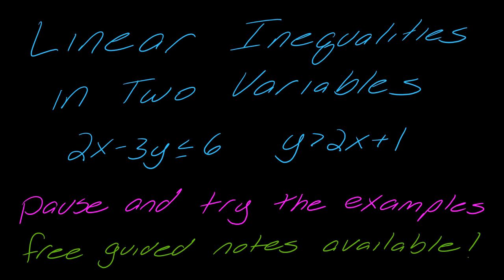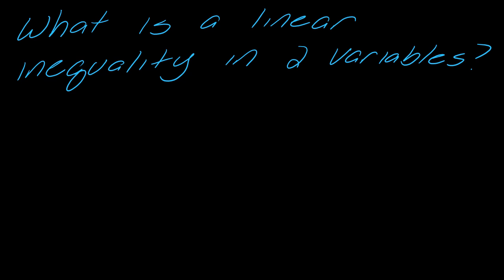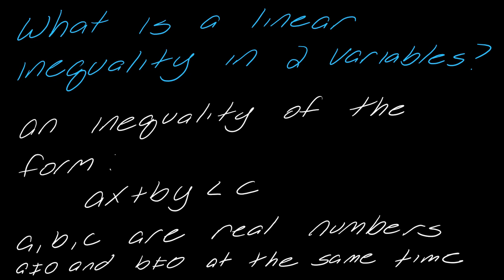Hey guys, so in this video we're going to talk about linear inequalities in two variables, which are things that look like this. So let's just jump right into it. So what is a linear inequality in two variables? Well, it's an inequality of the form ax plus by is less than c, where a, b, and c are just numbers, and a and b cannot both be 0 at the same time.